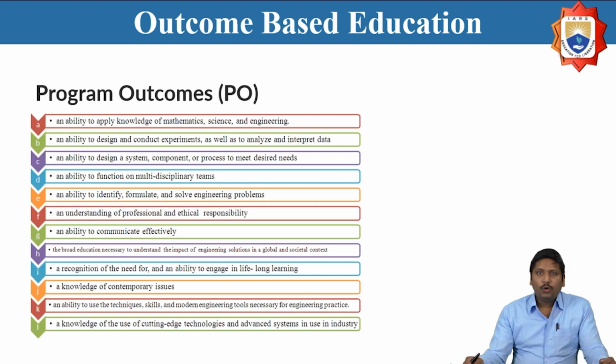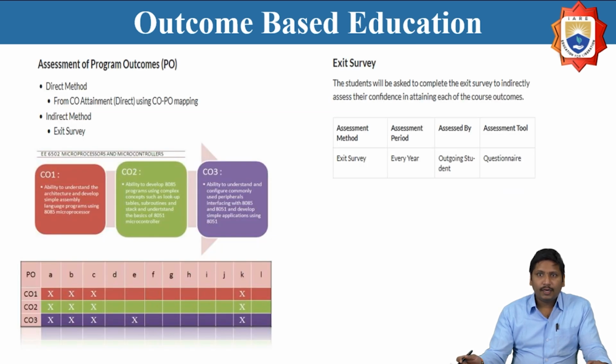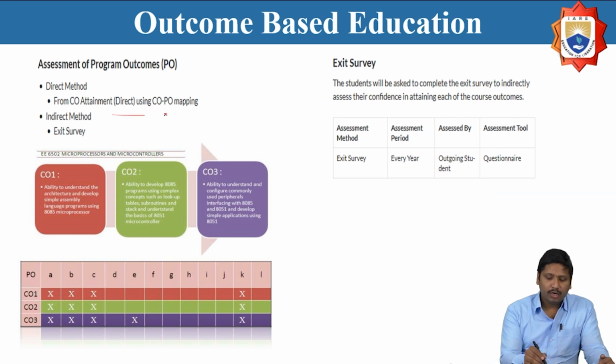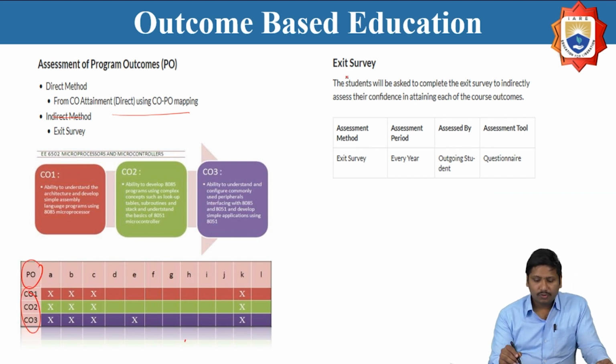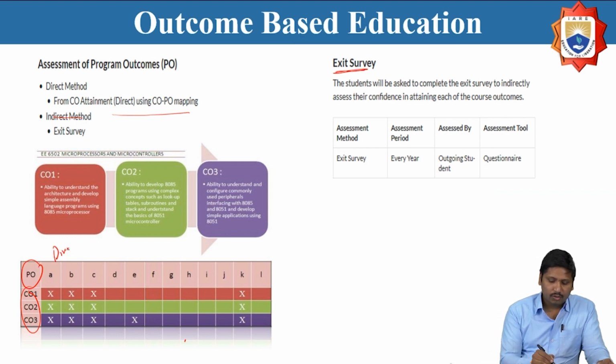And next, see how we're going to calculate the POs. So these are the POs initially defined for any kind of institution. So how are we going to attain these POs here? These POs are going to be attained in a similar fashion, like the direct and indirect method. So direct means CO mapping should be conducted, and indirect means exit survey. So already you know this. So once the COs and POs are mapped, the first one is exit survey, that should be the indirect method, and this should be the direct one.